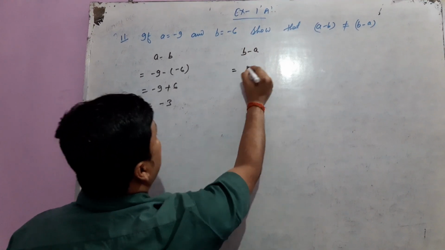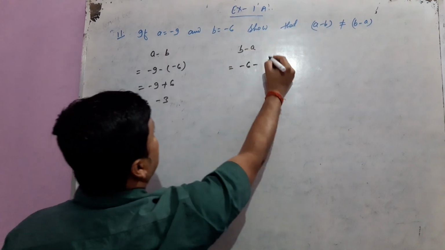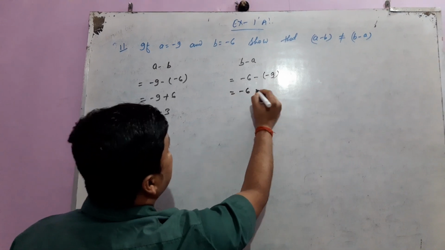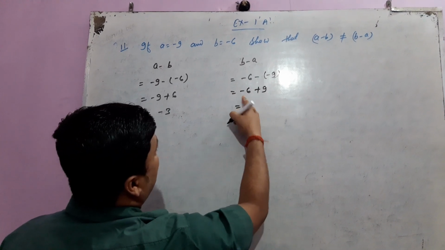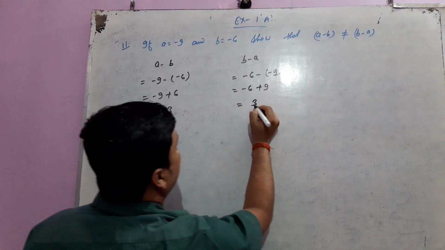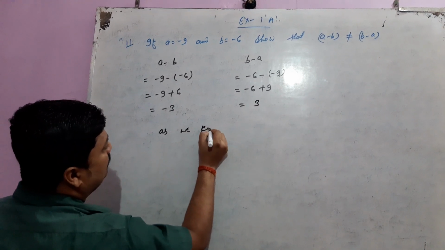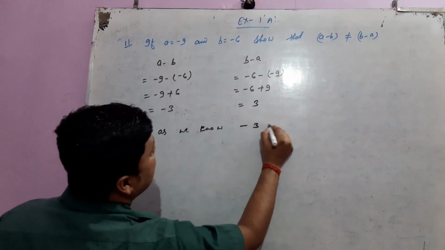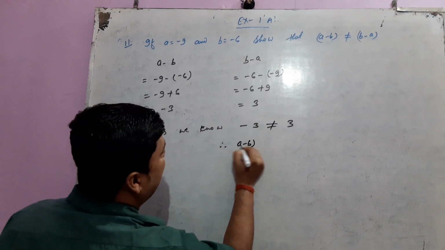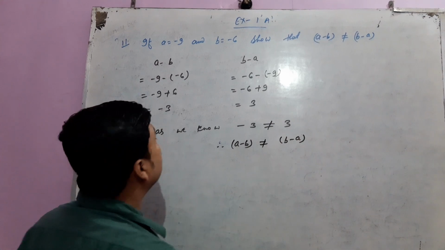Now what is the value of B minus A? So the value of B is here minus 6. Again we are putting the minus sign here and the value of A is minus 9. Now solving the bracket, minus plus 9. Both are different signed integers, so we have to subtract the values, 9 minus 6, 3. Now as we know, minus 3 is not equal to 3. Therefore A minus B is not equal to B minus A.